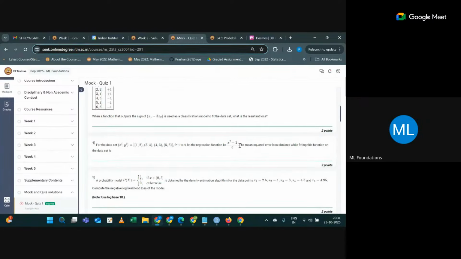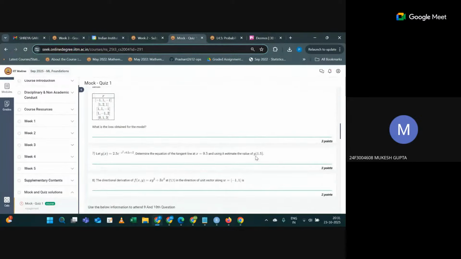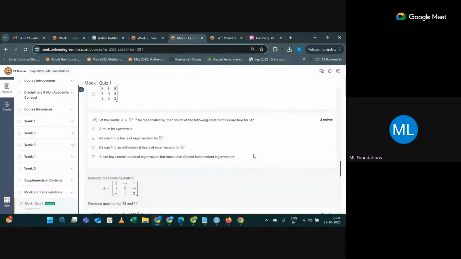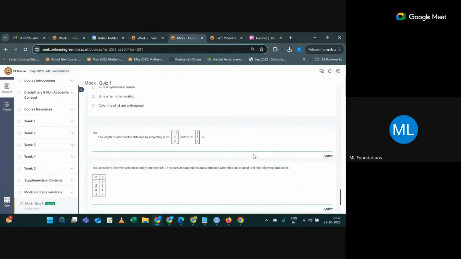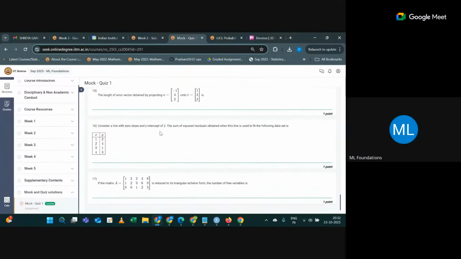Yeah, so here you can see it's clearly mentioned mean squared loss, correct? If it is only squared error... One question I have seen, sir. Where is it? Okay, just try it out. We will discuss the mock. Are you saying this sum of squared residuals? Yes, sir.